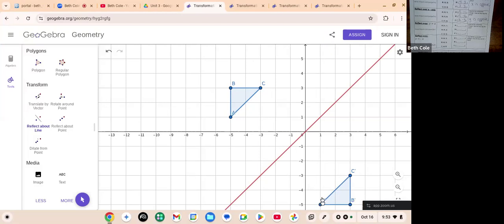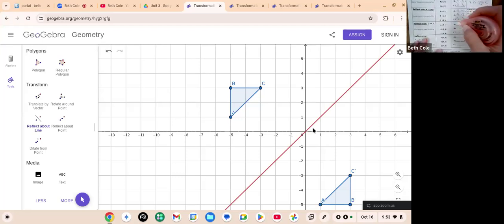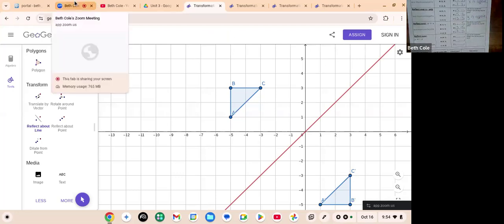Can you see A prime? Can anybody see? I know it's kind of close to the bottom, but it won't let me move it. 1, -5. Perfect. Go ahead and write it on your paper. 1, -5. And then what is B prime? Good. B prime is 3, -5. And then C prime, 3, -3. Good. I feel like most of you are still with me here. Okay. So let me come back over here.